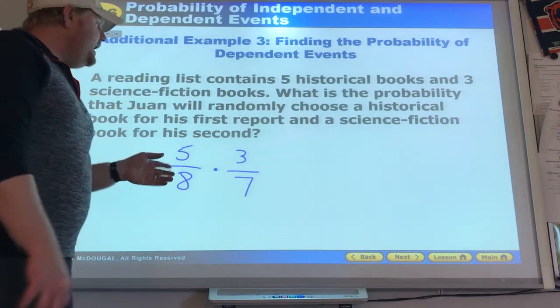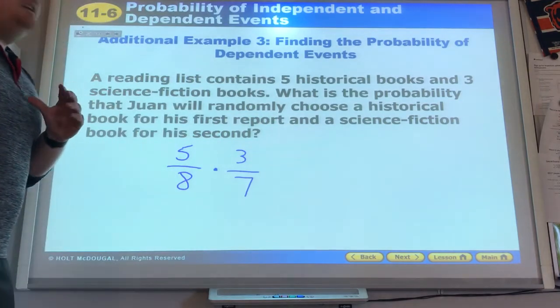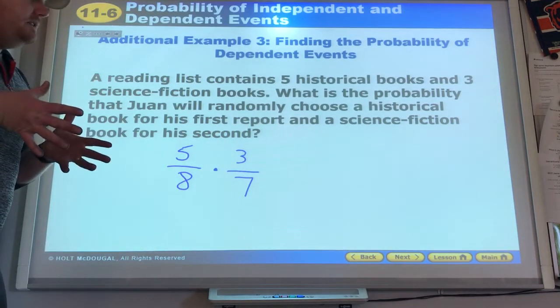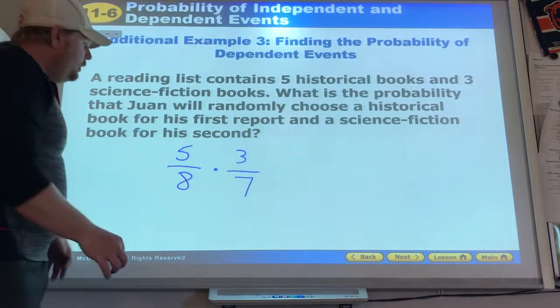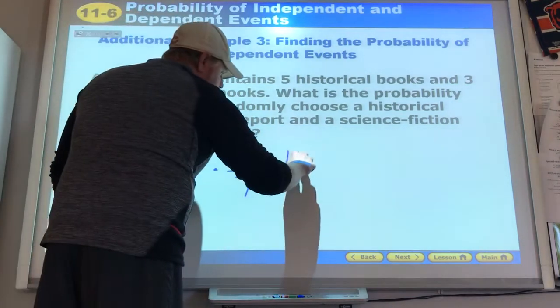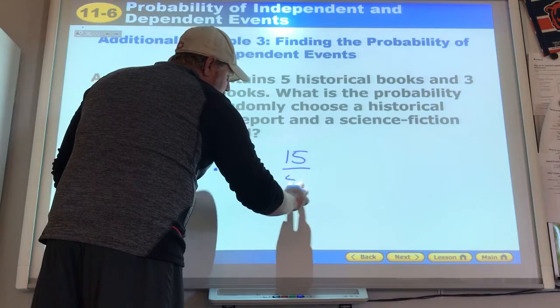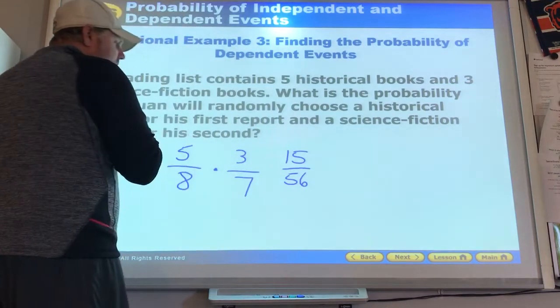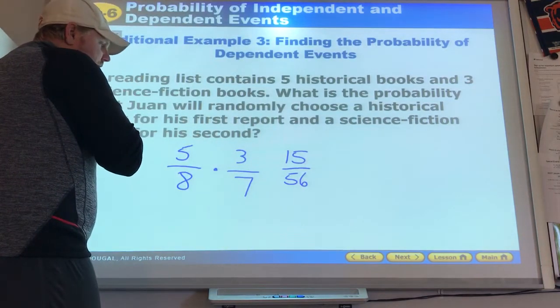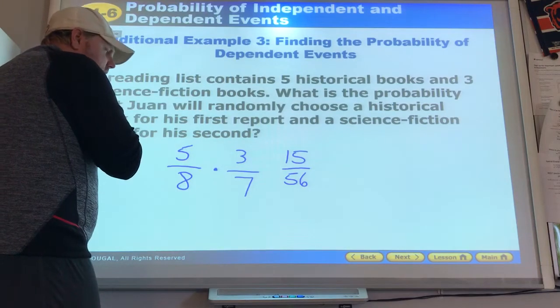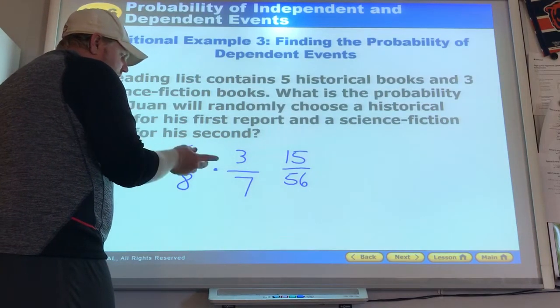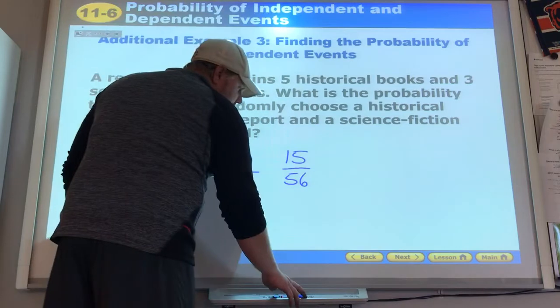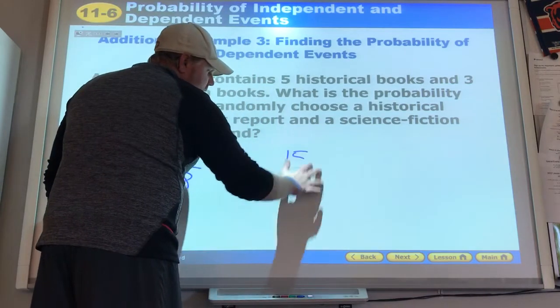So, do you see how that first event made the second event dependent on it? Oh, so 15 over 56. And then we can look to reduce if that's possible, and I'm not seeing that it is. So 15 over 56 is what I see as the answer. Let's see if we get it right.